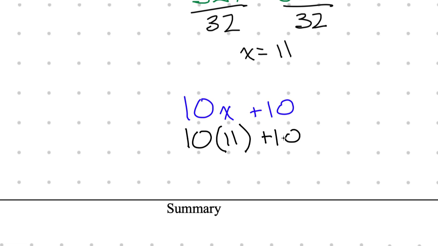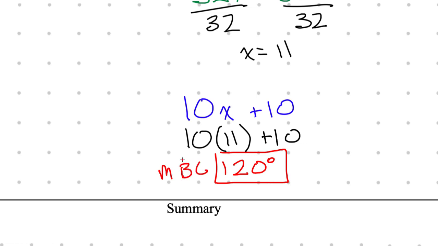Who can give me my final answer? Gunnar. So this is 110, plus 10, 120. 120 degrees. And that's the measure of arc BC.